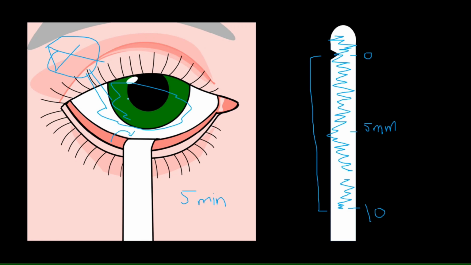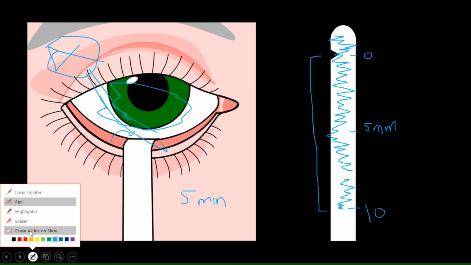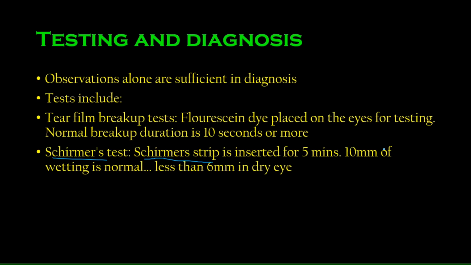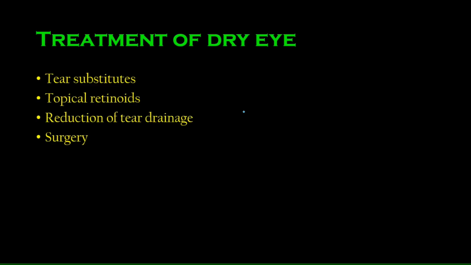But if a guy has a problem of this gland right here, the lacrimal gland, there will be less production of tears, and as a result, there will be less wetting. Instead of 10 millimeters, the tears will mark around 6 millimeters. 6 millimeters is actually the threshold. So if there is 10 millimeters of wetting, it's normal. If it is less than 6 millimeters, we will call it dry eye. So Schirmer's test, Schirmer's strip right here, easy.